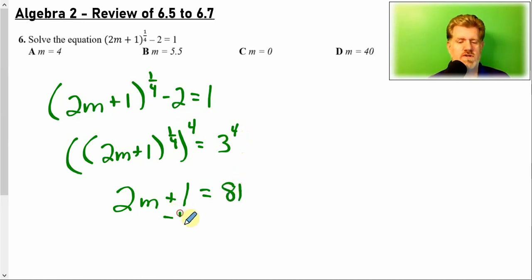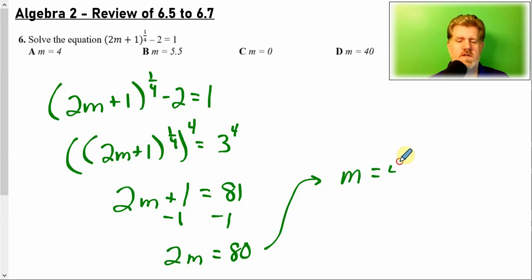Now it's a simple little two-stepper. 2m equals 80, which means you divide both sides by 2, m equals 40. There you go.